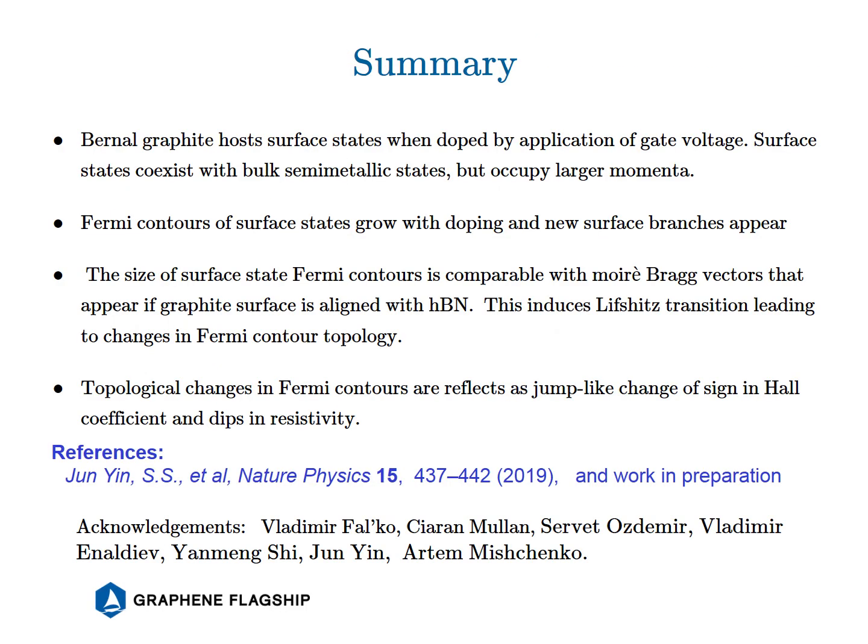To summarize, Bernal graphite hosts surface states when doped by application of gate voltage. Surface states coexist with bulk semimetallic states but occupy larger in-plane momenta. Fermi contours of surface states grow with doping, and with growing doping, new surface branches appear. The size of the surface state Fermi contour is comparable with Moiré-Bragg vectors that appear if the graphite surface is aligned with hexagonal boron nitride. This induces Lifshitz transitions, leading to changes in the Fermi contour topology. Topological changes in the Fermi contours are reflected as a jump-like change of sign in the Hall coefficient and a dip in resistivity.